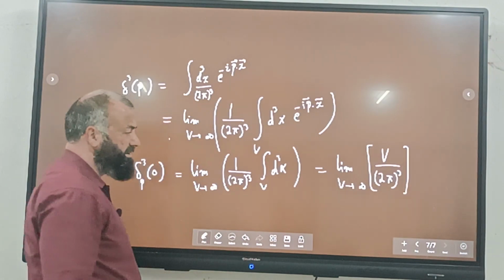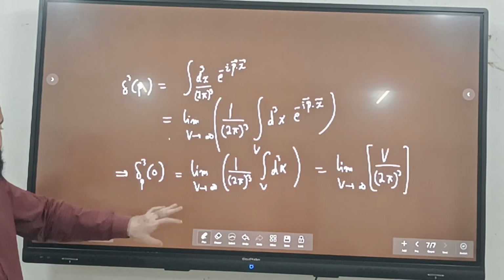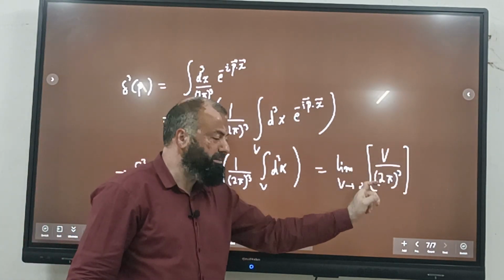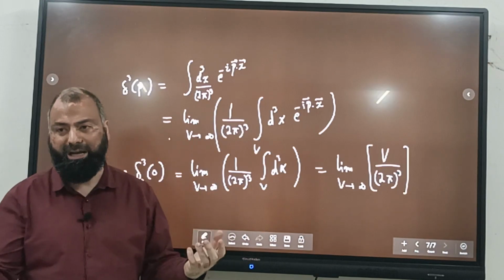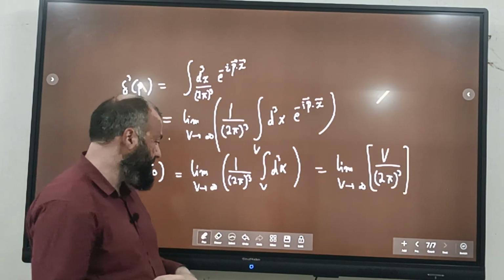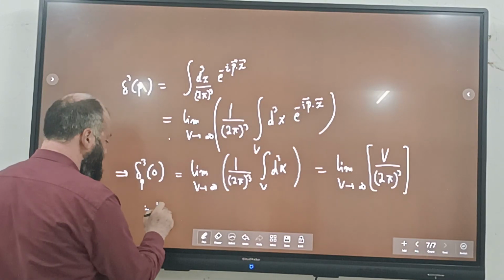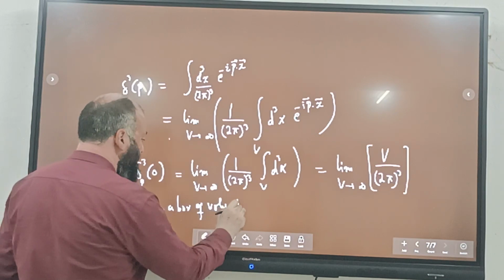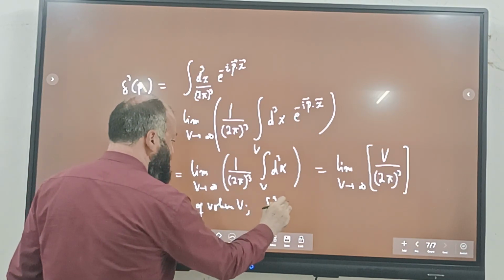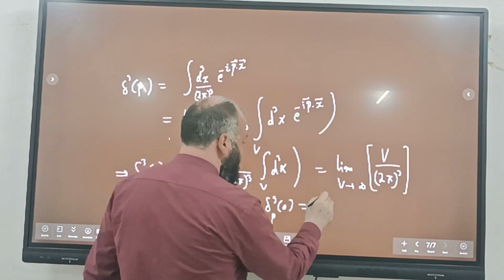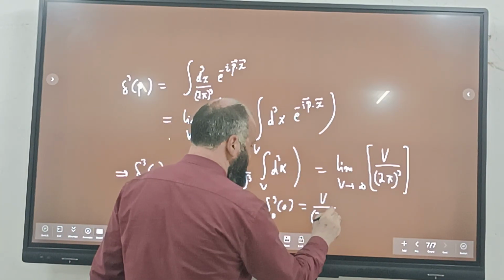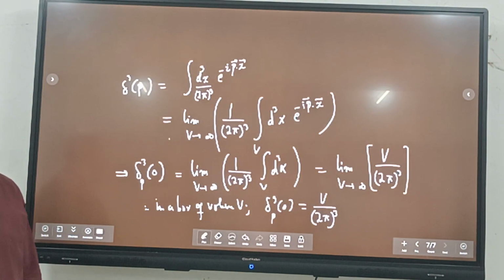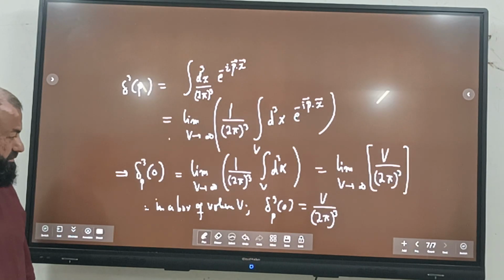Samajh aaya? So in a given box I can use this delta 3 as V by (2 pi)^3. But at the end of the calculation, what will I do? Put V tends to infinity. So therefore, in a box of volume V, we write this delta 3 of 0 as V by (2 pi)^3. Okay? Samajh aaya?